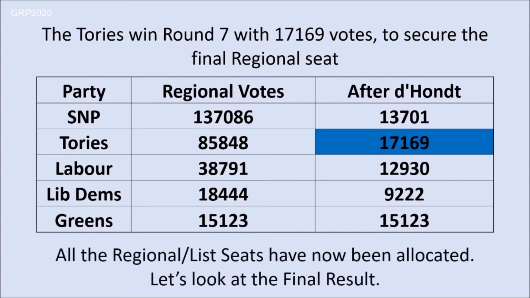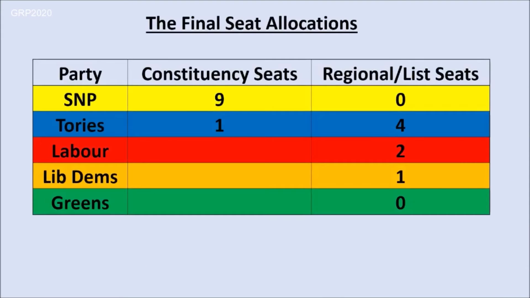All the regional seats have now been allocated, so let's look at the final result. Looking at this example, you can see that the SNP would win 9 seats, only their original constituency seats having gained no regional seats. The Tories would return 5 MSPs, that is the 1 constituency that they'd gained previously, along with 4 regional seats gifted by the D'Hondt system. Labour would return 2 regional seats, the Lib Dems 1, with none for the Greens.